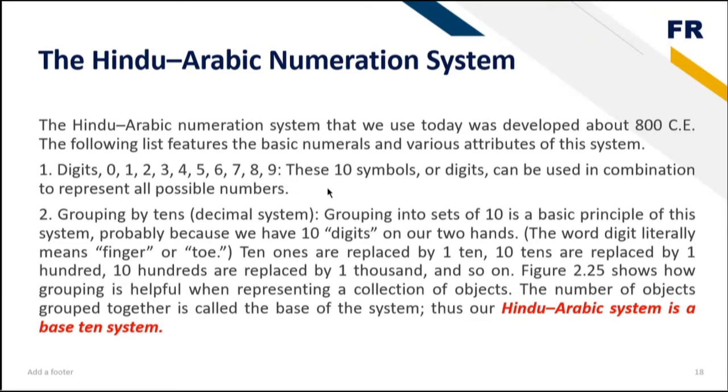These 10 symbols or digits can be used in combination to represent all possible numbers. Second, yung grouping by tens, yung tinatawag nating decimal system. Grouping into sets of 10 is a basic principle of this system, probably because we have 10 digits on our two hands. The word digit literally means finger or toe. Then 10 ones are replaced by 10, 10 tens are replaced by 100, 10 hundreds are replaced by 1,000 and so on.